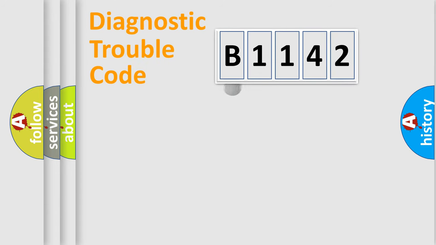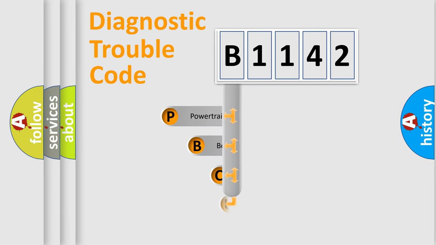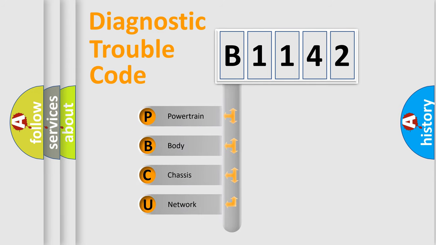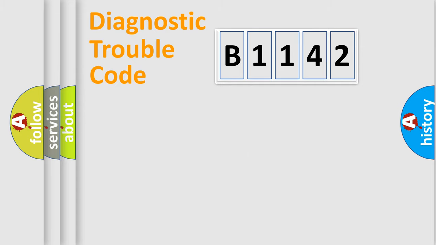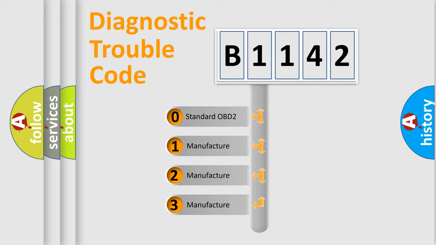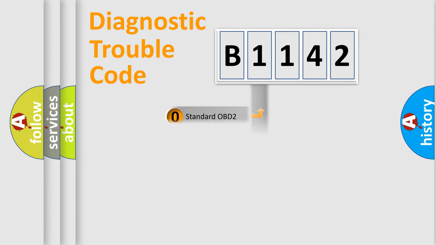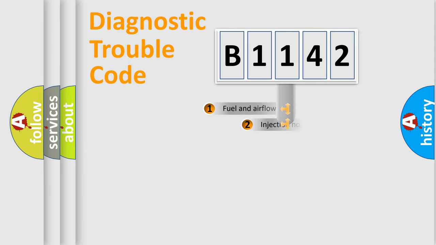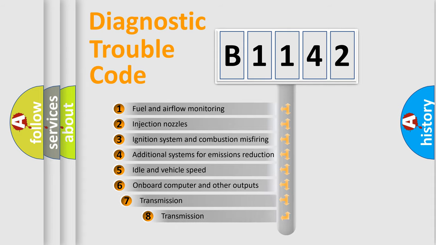Let's do this. First, let's look at the history of diagnostic fault code composition according to the OBD2 protocol, which is unified for all automakers since 2000. We divide the electric system of the automobile into four basic units: powertrain, body, chassis, network. This distribution is defined in the first character of the code. If the second character is expressed as zero, it is a standardized error. In the case of numbers 1, 2, 3, it is a more specific, manufacturer-specific expression of the error.